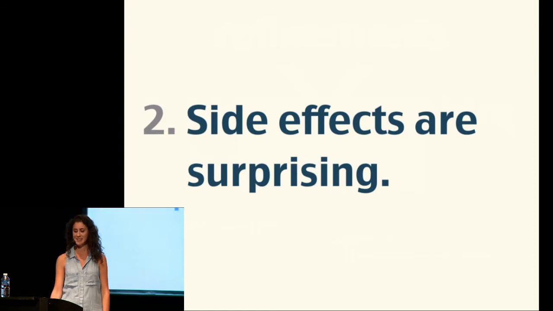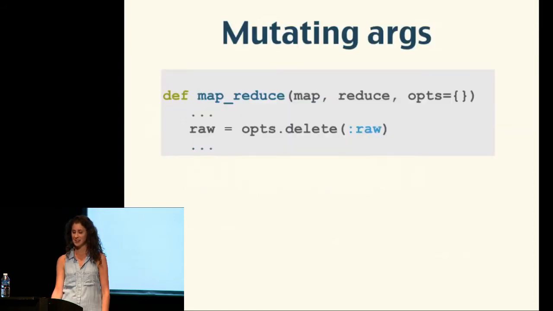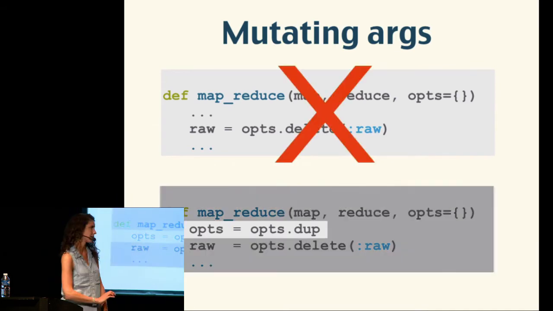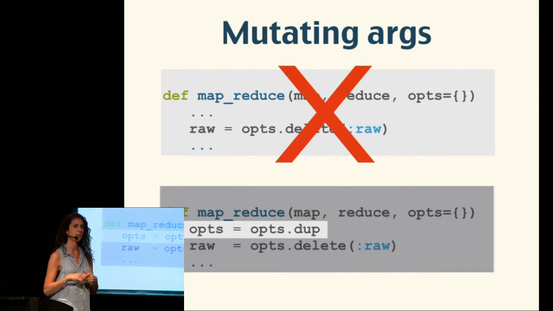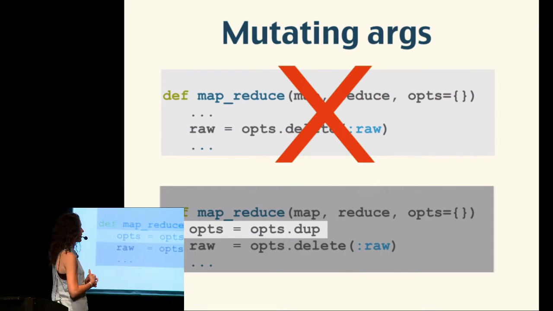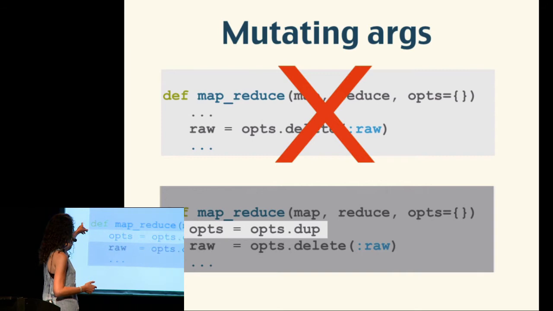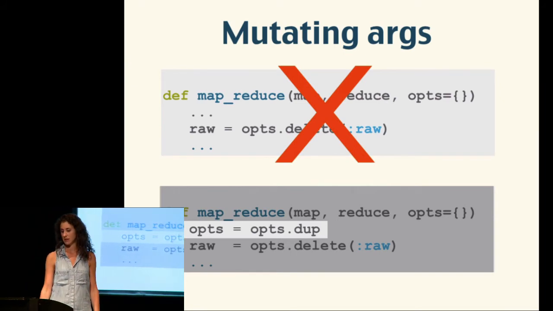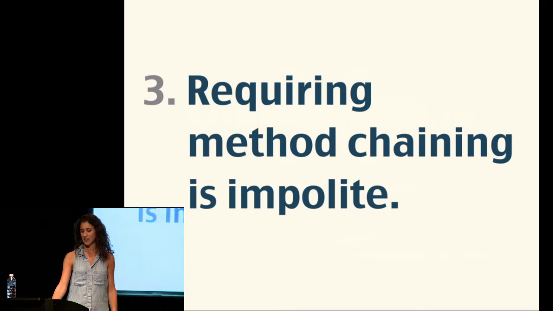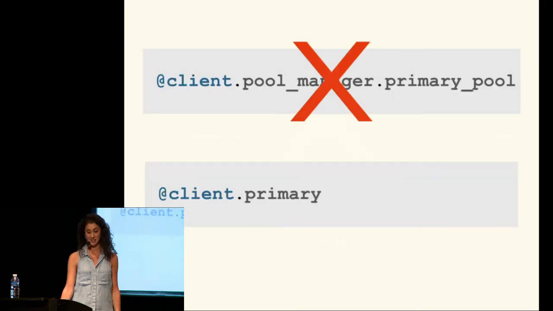Side effects are surprising. Mutability, we think about this a lot. People will sometimes run map reduces, these long analytics jobs or aggregations in MongoDB, and pass in ops that they've set somewhere. You have to make sure that you don't mutate things like the ops that they pass in. This is a really good example of where you could surprise a user by accidentally mutating the config they've set, so you have to do things like duplicate these variables when they pass them in.